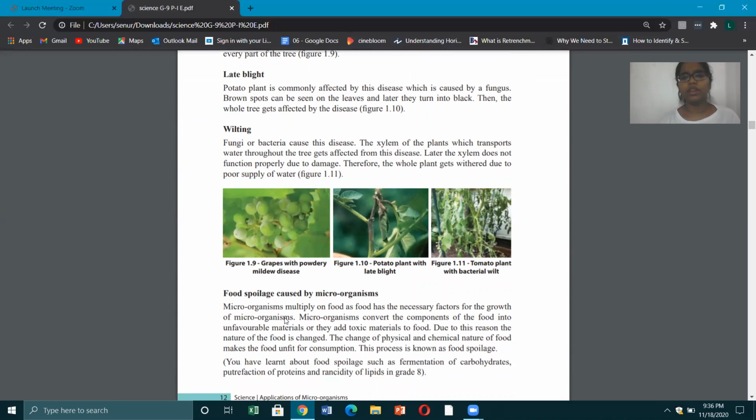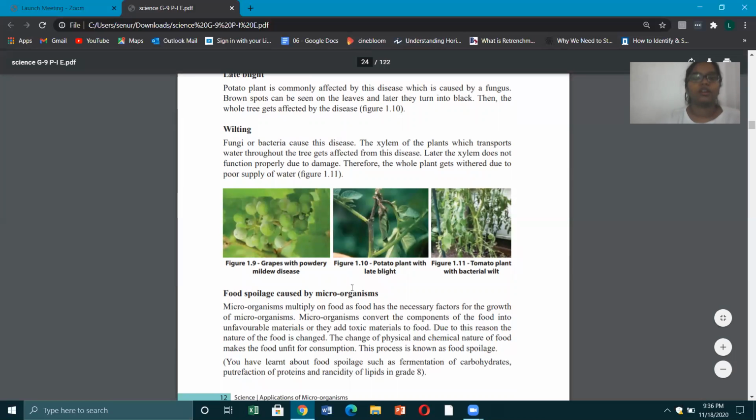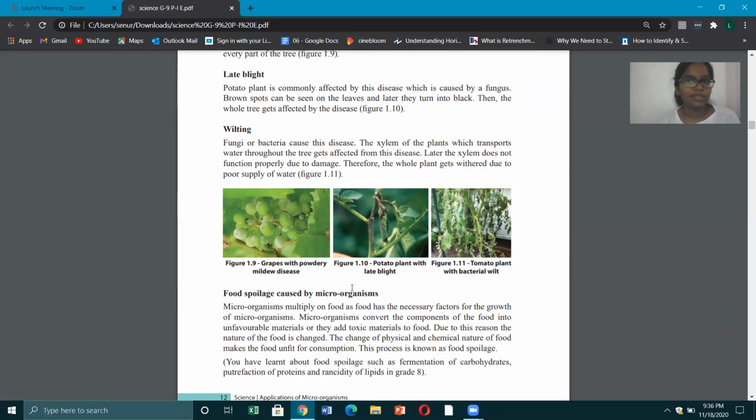Okay. Next one is leaf blight. For leaf blight, the example they have given is potato here in the picture. Potato plant is commonly affected by this disease, and it is also being caused by a fungus. Brown spots can be seen on the leaves, and later they turn into black. So what is the first symptom which is vivid, which can be seen because of leaf blight? Brown spots on the leaves, and with time it turns to black. And then the whole tree gets affected by the disease.